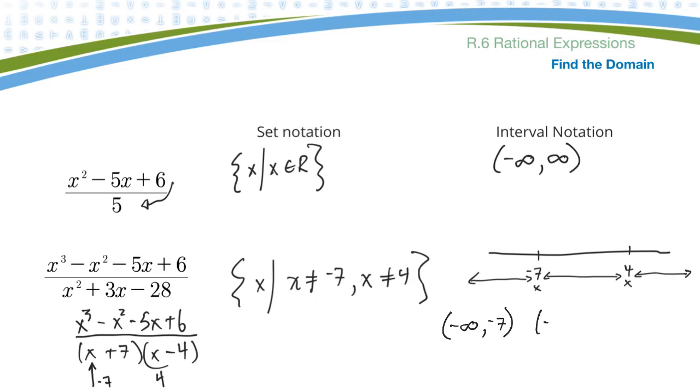And then from negative 7 to positive 4, those are numbers okay. And then from positive 4 up to infinity, those are okay as well. And to say you can do all of those intervals, you put a union sign in between them. Okay, so that would be the domain of that.